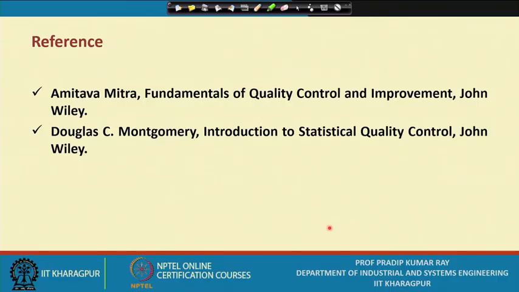Later on, we will take up numerical examples, and obviously we will use these formulations for solving the numerical problems.